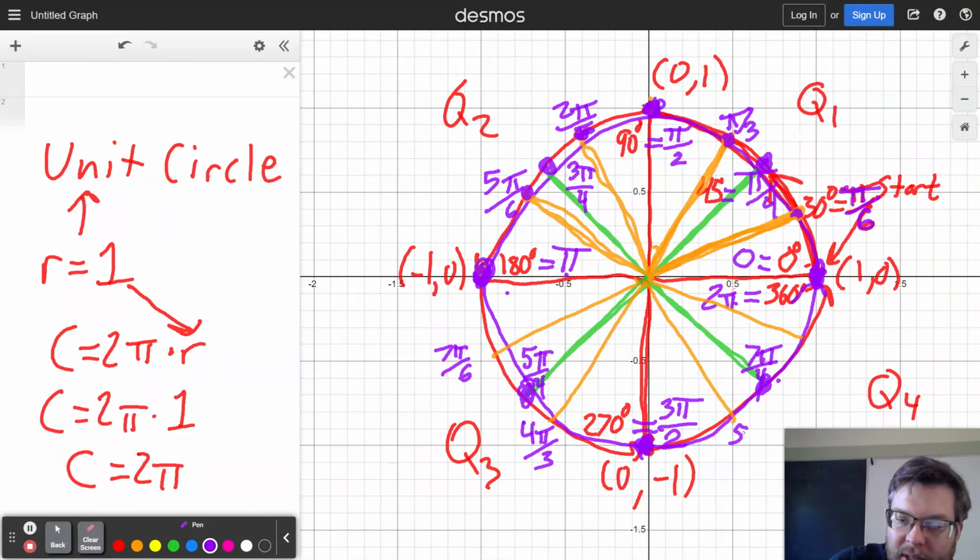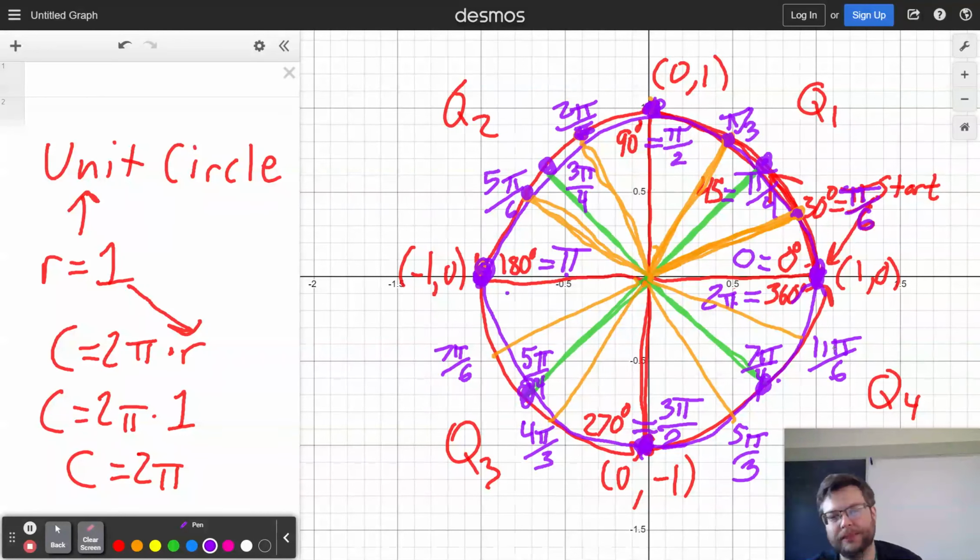10 pi over 6 is 5 pi over 3, and 11 pi over 6. And we have all of our radian measures. So that's the angles part. The last thing I'm going to do is talk about the measurements that you need to use, and I'm only going to talk about the first quadrant of it.